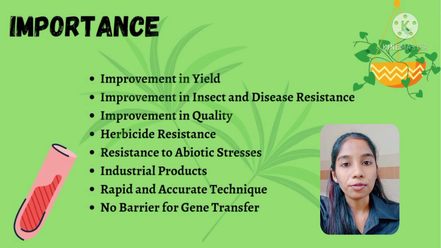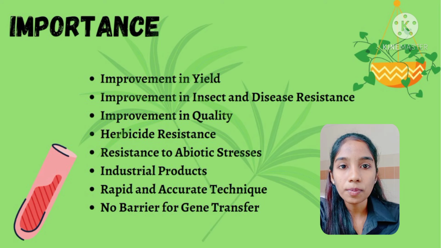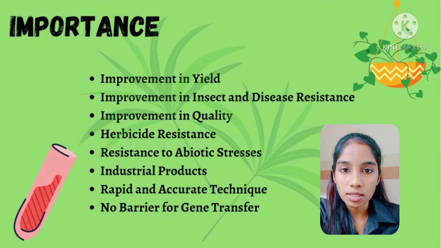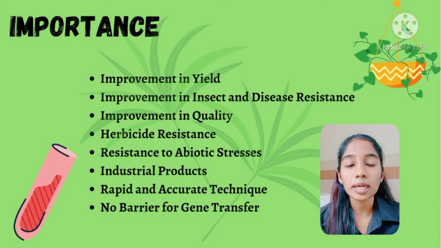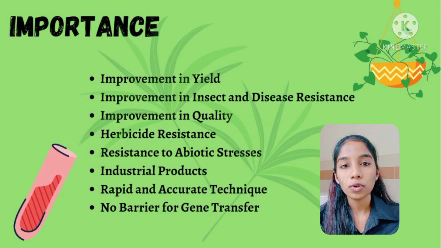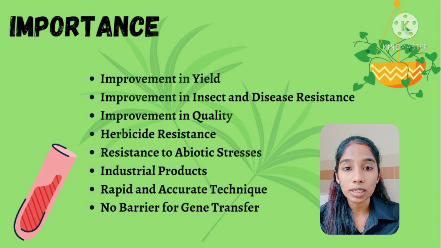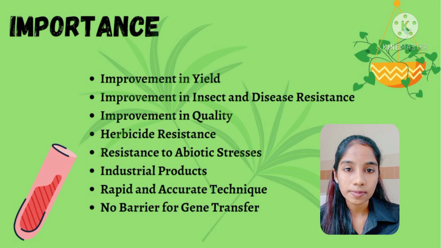The importance of transgenic plants. The importance is improvement in yield, improvement in insect and disease resistance, improvement in quality, and also herbicide resistance, and resistance to abiotic stress. And the following one is industrial products, and rapid and accurate techniques, and no barrier for any gene transfers.